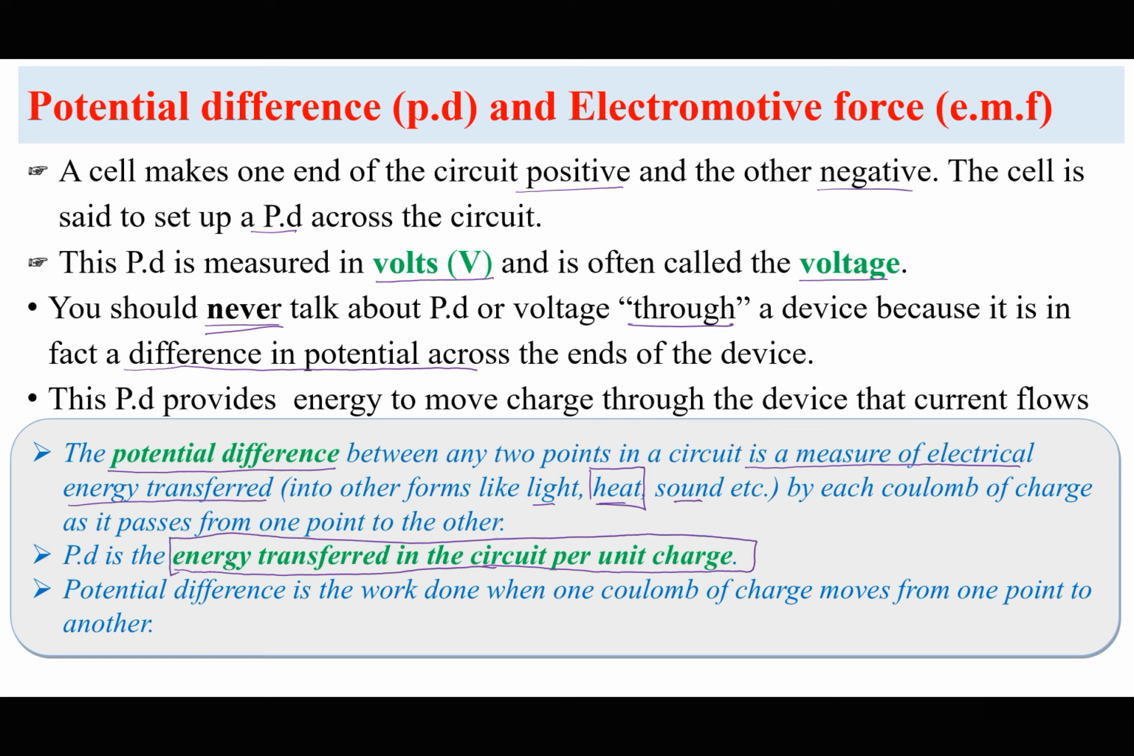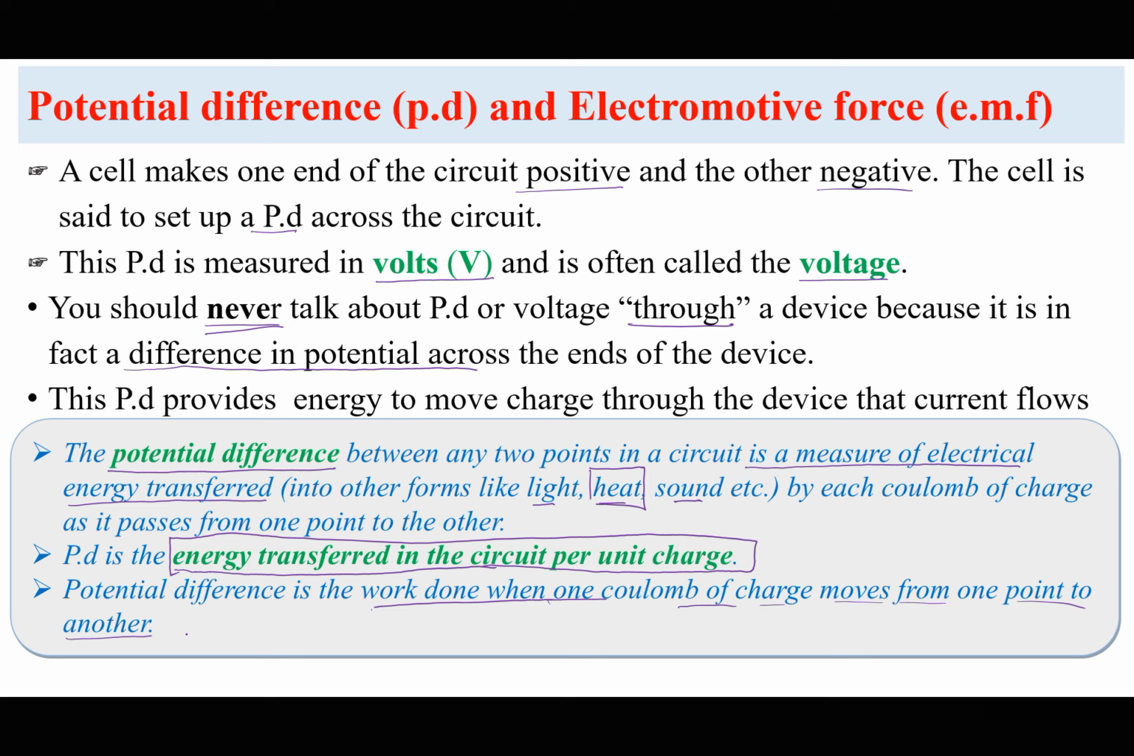The energy transferred in the circuit per unit charge, that is PD. Or you can define PD as the work done when one coulomb of charge moves from one point to another in a circuit, that is potential difference. Energy transferred in the circuit per unit charge.